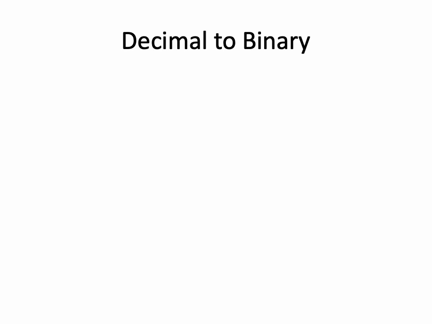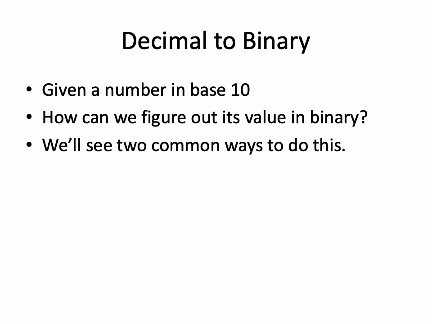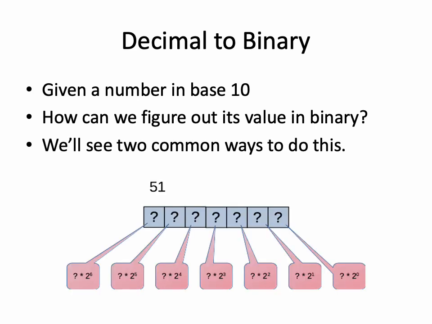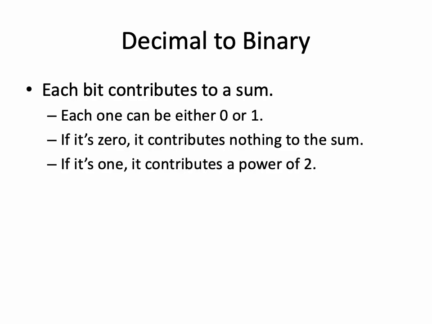Decimal to binary requires a little bit of division, maybe. So if you are given a number in base 10, how do we figure out its value in binary? We'll see two common ways to do this. So let's look at this via an example with 51. Now remember, each bit is going to contribute to a sum.